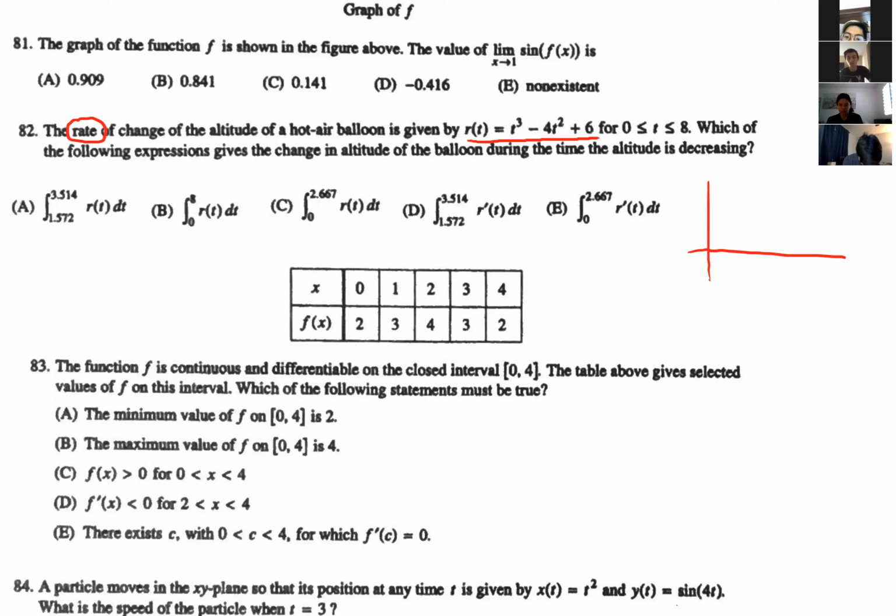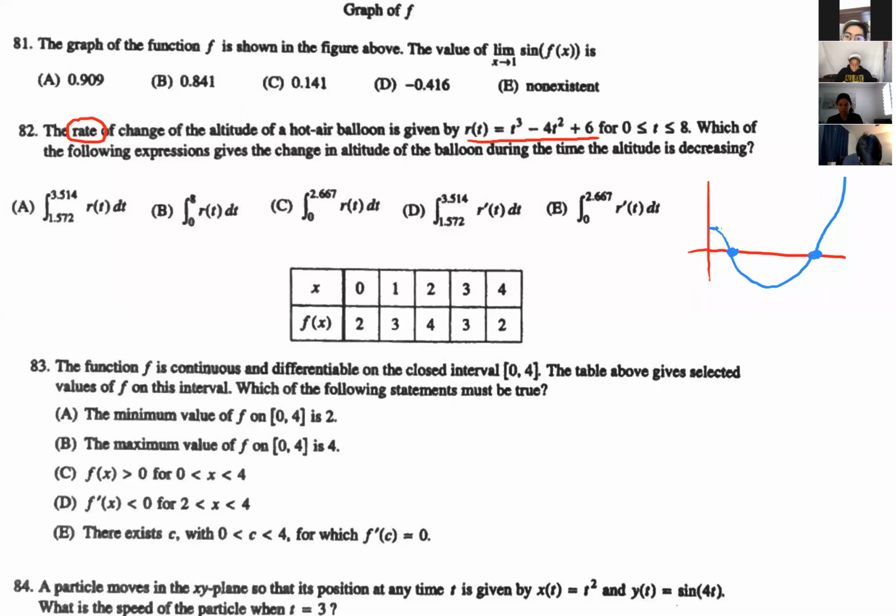It's going to start going down. So it starts off where the rate of change is negative, and it's going to start going back up. So where the rate of change is negative is going to be from this point to this point.